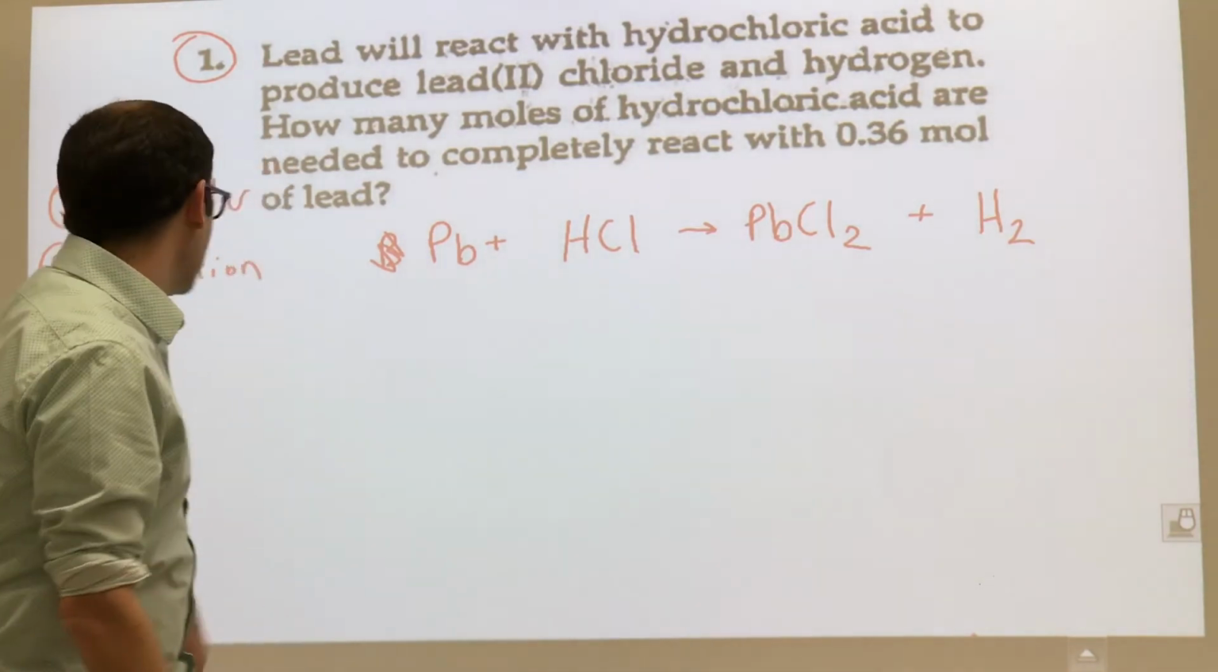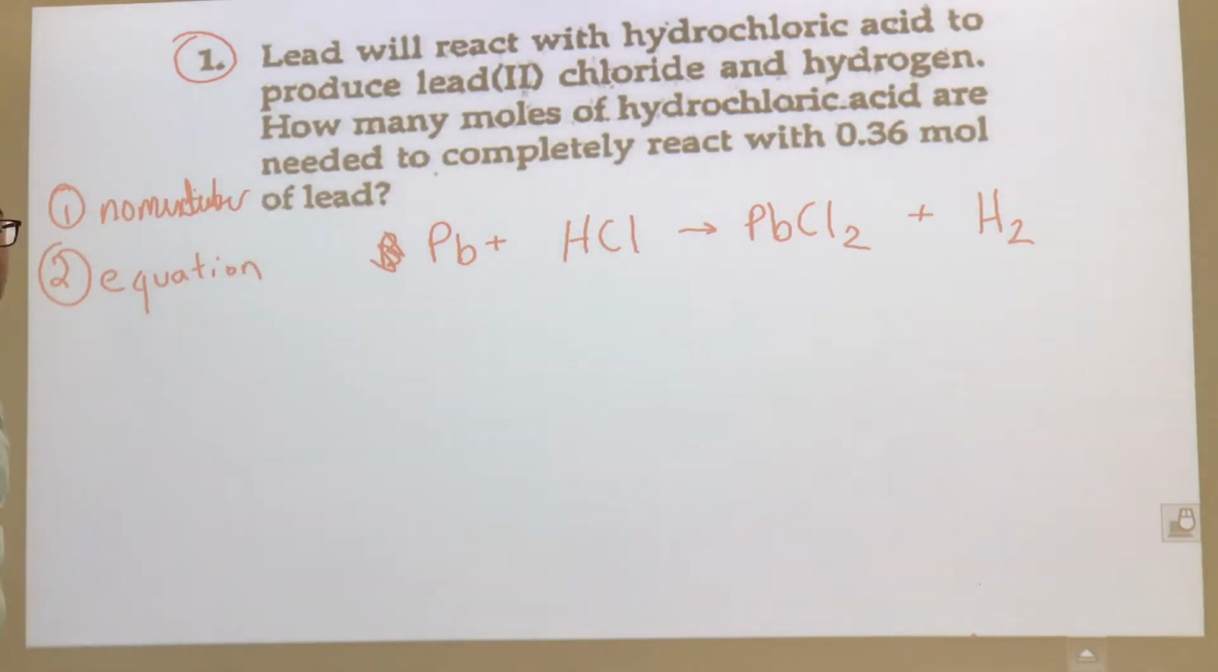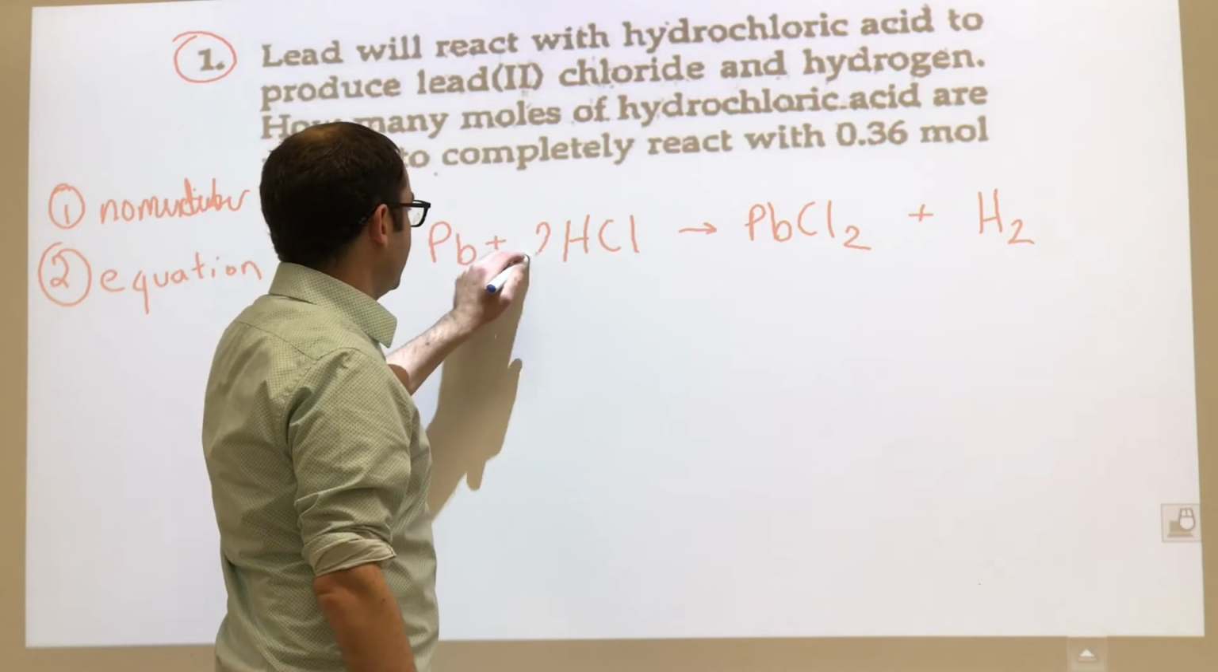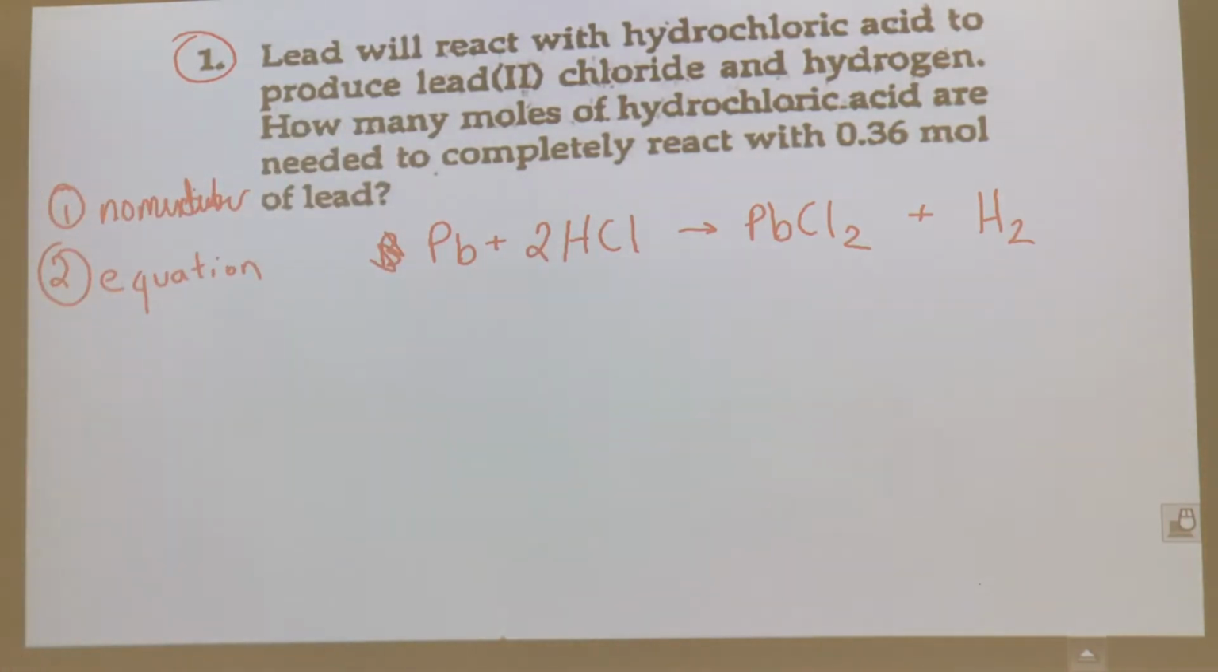Okay, cool. Now, with the equation part, what else do we still have to do? We have to balance it. Yeah, where do we put the 2? Yep, in front of the hydrochloric acid. Okay, cool. So we did the nomenclature, we did the equation. Now what are we going to do? The stoichiometry.